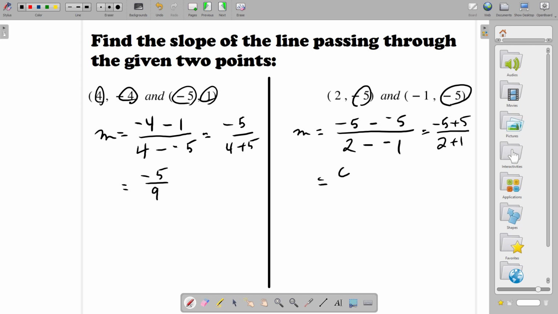-5 plus 5 is 0. And we get 3 on the bottom. That's 0. 0 divided by any number, or 0 times any number, is always 0. Since our slope is 0, this means that we have a horizontal line passing through these 2 points.